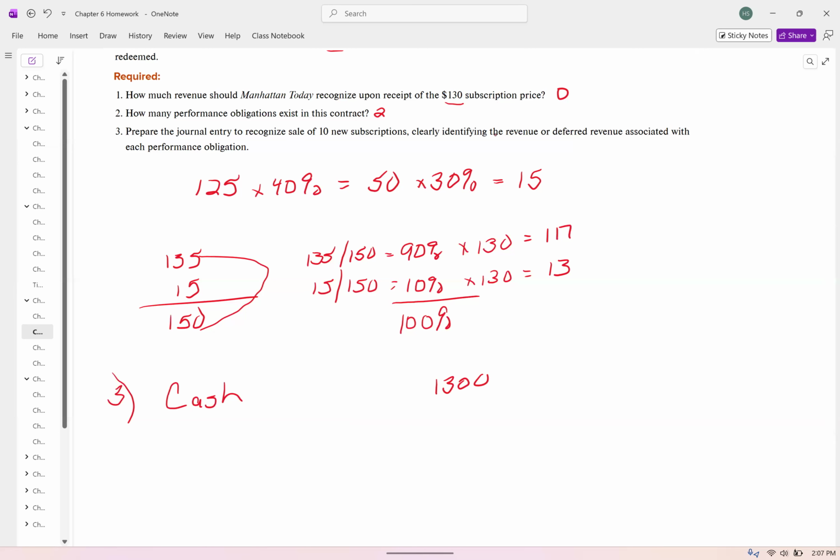We are going to record deferred subscription revenue of 10 times the 117. That's 10, not 100, sorry. So that would be 1170. We're going to multiply this one times 10 to get 130. Okay. So deferred subscription revenue, which is a liability, is 1170, and then deferred coupon is going to be the 130 there.